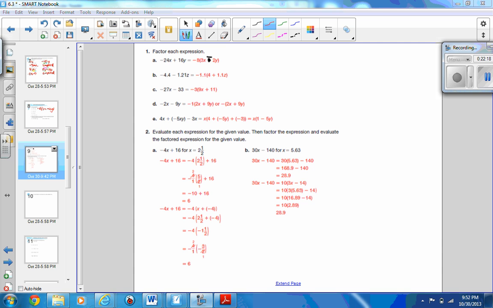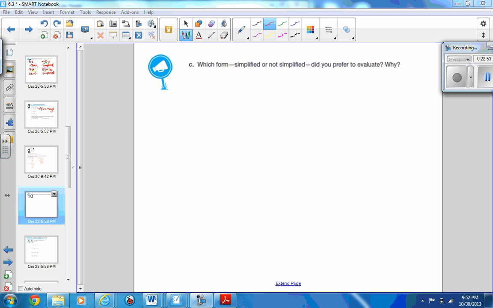Okay, sorry about that. So now I'm assuming that you have done them, you're checking your answers. As you can see, these are pretty long problems, especially like 2A, that's a big one. They wanted you to evaluate it with the factored, and then factor it and try it. So 2 different ways of doing it. And you can see which way is your favorite way, whether it's not factored or factored. It sometimes can be easier, and that's what they're wondering. So in C, you're just asking yourself, which form, simplified or not simplified, do you prefer to evaluate and why?